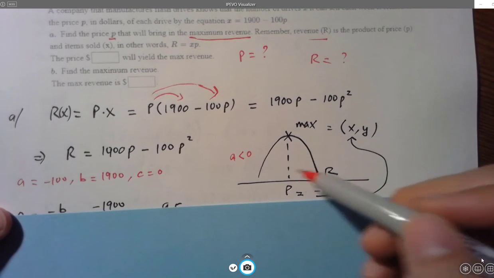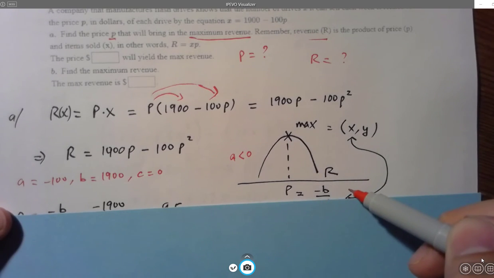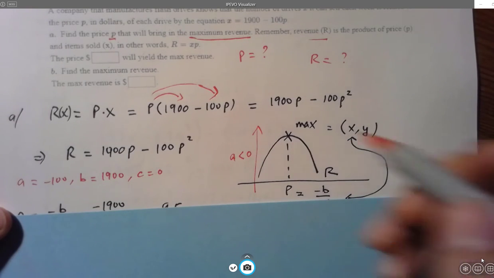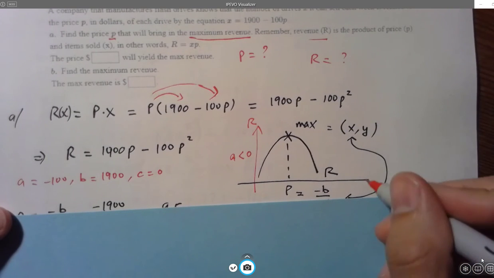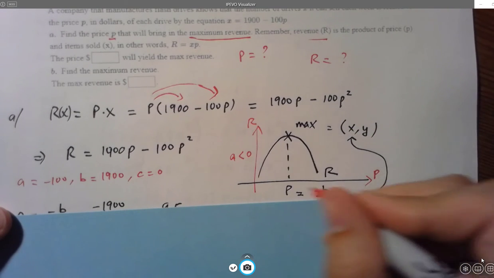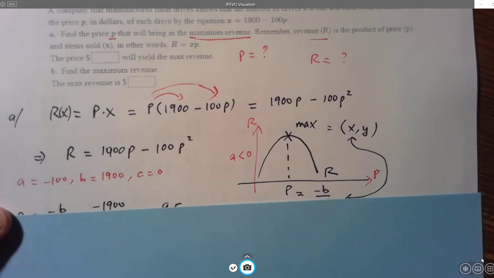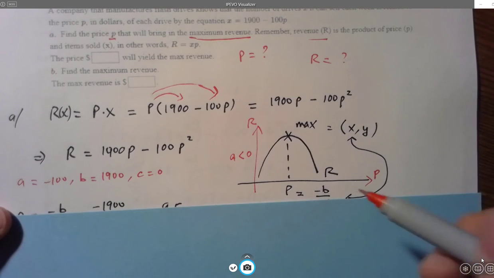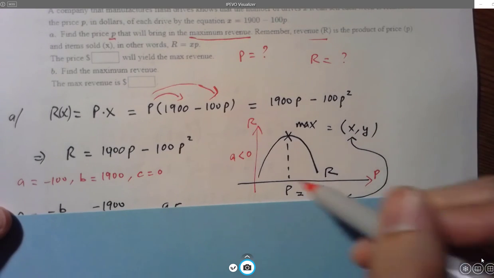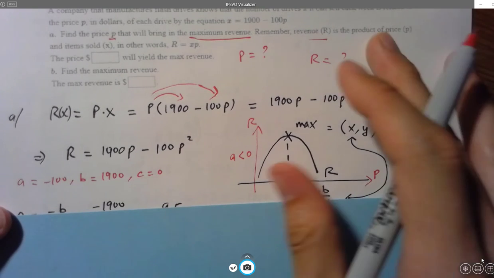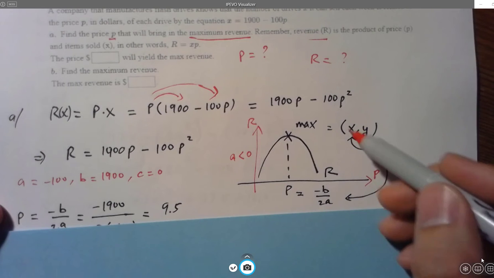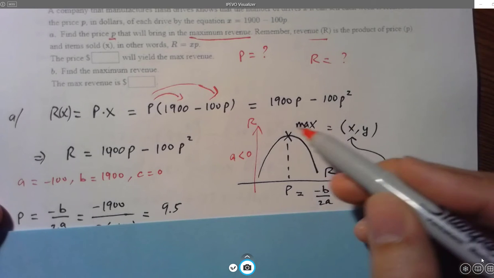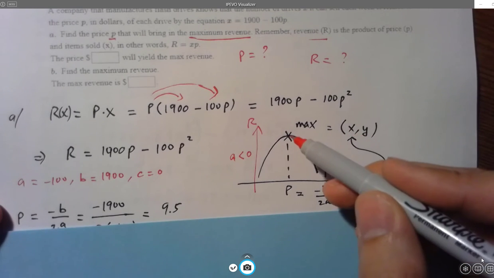Remember, the x-axis is the price, and the y-axis is your revenue. Okay, so you have the price on the x-axis and the revenue on the y-axis, and the location of the max is the x and y, and you want to find the value of the price, which is the x location. And remember, this is the vertex of the parabola, and the x location of the vertex has the formula of minus b over 2a.